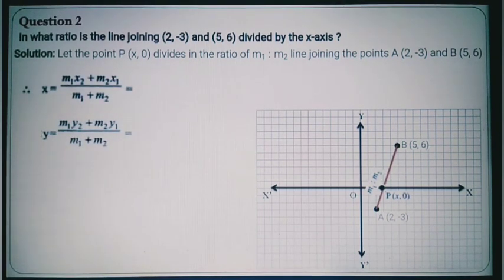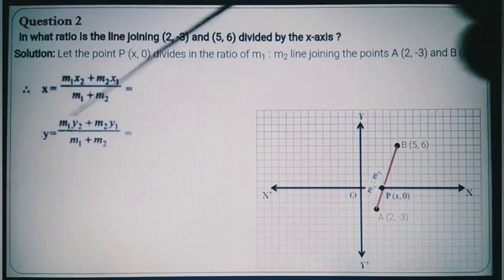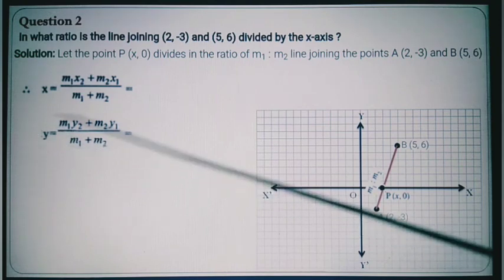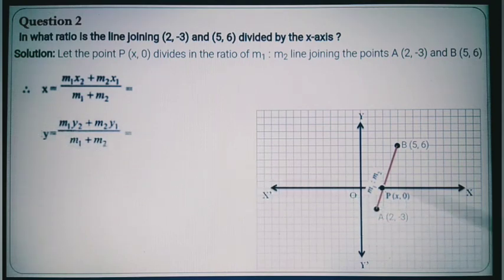Now we know that we can calculate the coordinates of P using these 2 formulas, right? So these are my section formulas. Let us identify what is my M1, M2, X1, X2, Y1, Y2. We will identify all these quantities. Fine. So the coordinates of A, that is 2 and minus 3, are X1, Y1. This is my X2, Y2. This is my X and this is my Y, right? So this X represents this X, this Y represents this 0. Hope this thing is clear to you.